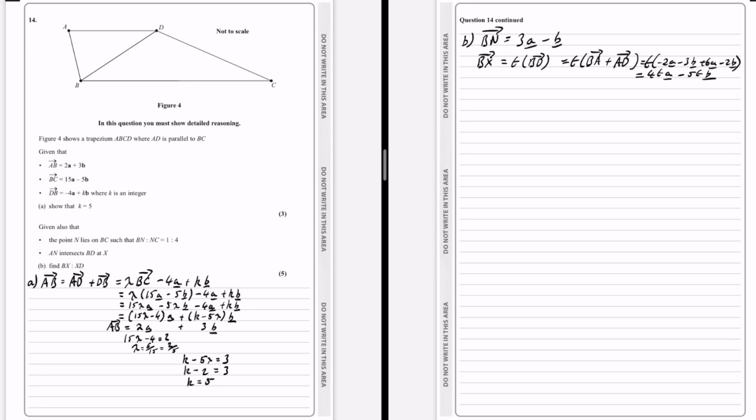All right, my alternative way of going from B to X is to go from B to A and then go a scalar multiple of AN. I'm going to call this particular scalar multiple mu. You can call it whatever you like. So BA is going to be minus 2a minus 3b plus mu lots of, and then AN is going to be 2a plus 3b plus 3a minus b.